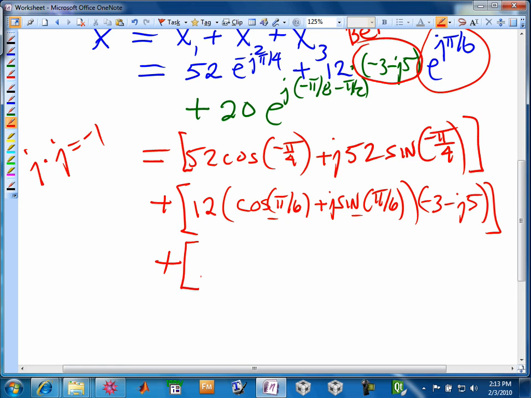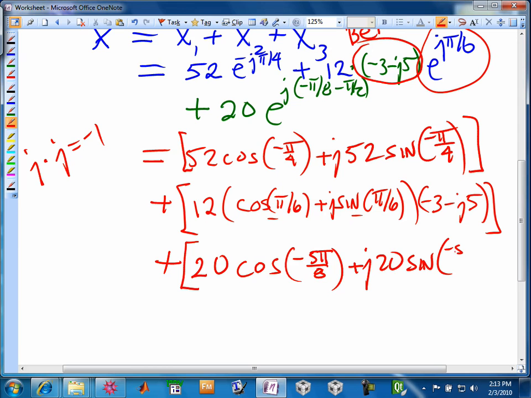The last term can be expanded out using Euler's identity directly, right? So it's cos 20. Is it division? Is that a b j by... Well, you just combine minus pi over 8 with minus pi over 2. So we have 4/8 for 1/2 and 1/8, so we have 5 pi over 8. Then we have a plus j 20 sine of minus 5 pi over 8.